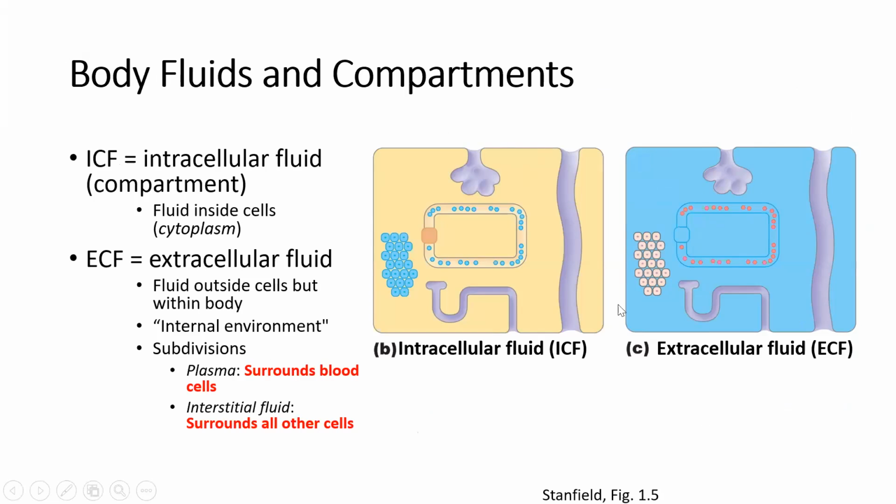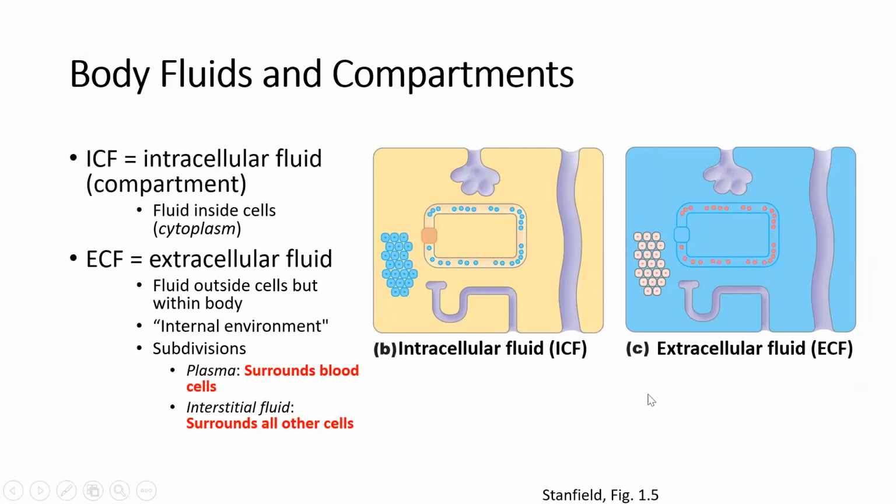So in the image here, B, we see the fluid that is inside our cells, whether that be cells of our tissues, cells of our organs, or the cells in our blood, which are called erythrocytes or red blood cells. All the fluid that's inside our cells is called the intracellular fluid compartment. It's also called the cytoplasm or the cytosol when we talk about the organelles and the cellular structures.